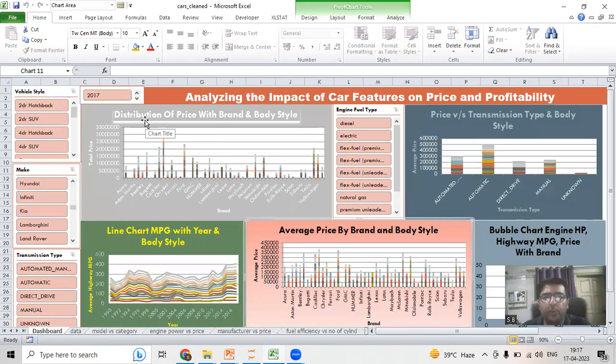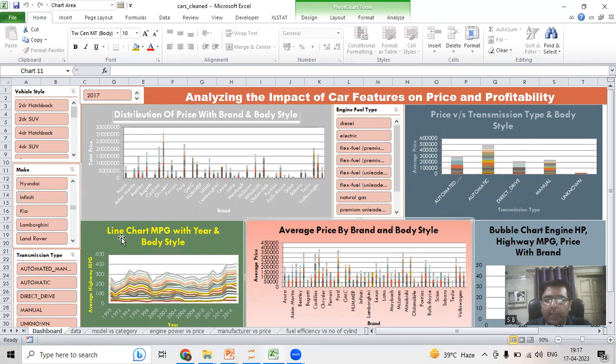Our first plot shows the distribution of price with brand and body style. This is the total price which was plotted against brand and body style. Again, the average price was also plotted against brand and body style. Our next task was to plot the price versus transmission type and body style. Here is the average price plotted against transmission type and with different body styles.